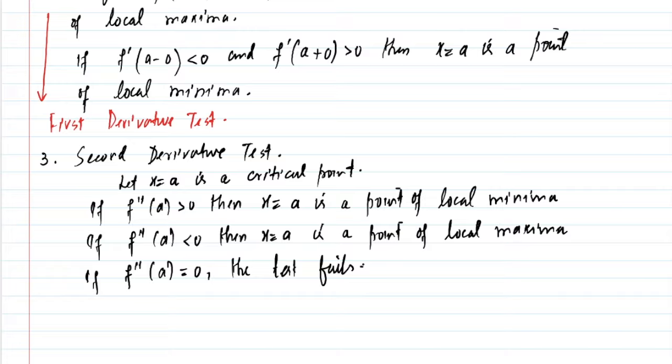So the second derivative test has the property that if the second derivative at a critical point is positive, then that critical point will be a point of local minima. If the second derivative at a critical point is negative, then that critical point is a point of local maxima. And if the second derivative is equal to 0 at a critical point, then the test is inconclusive, that is, the test fails. Now we can proceed towards using these tests in the examples.